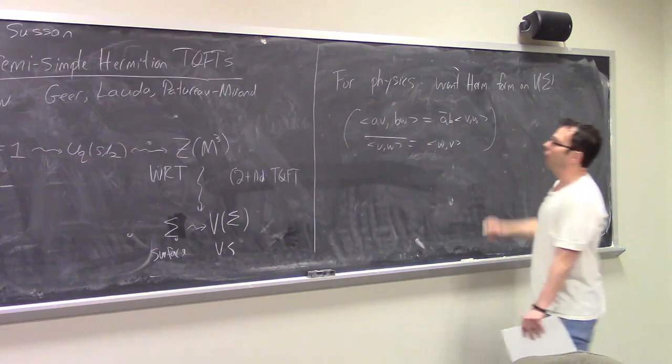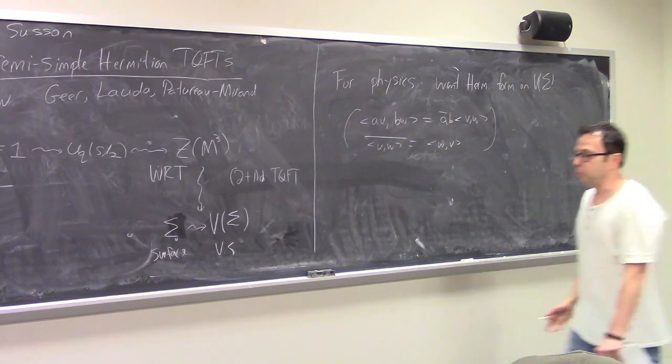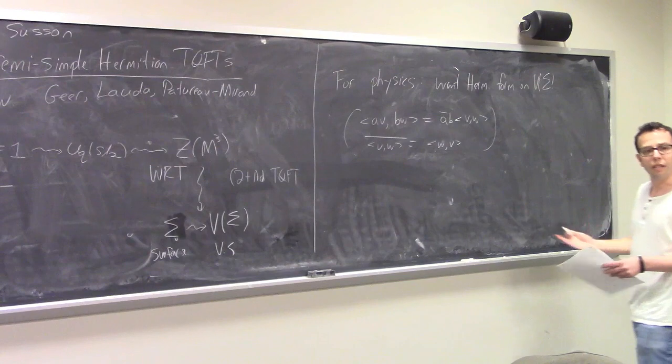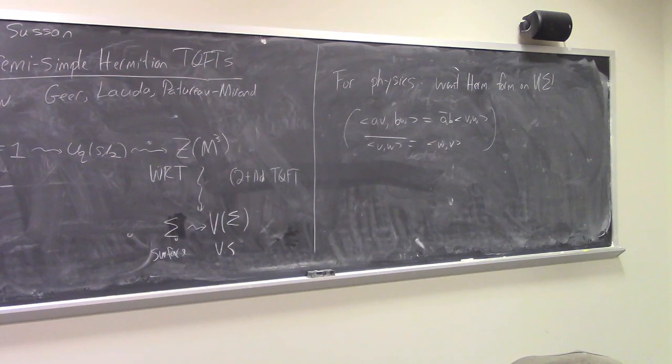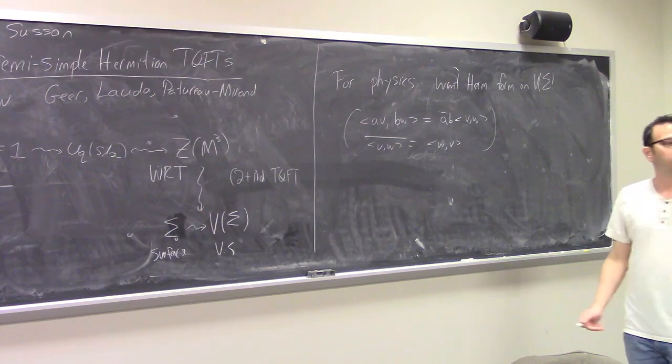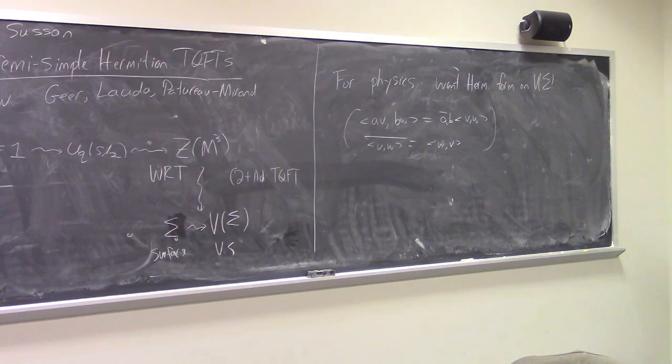So you would like your vector space to be equipped with such a form, and ideally you would also want this form to be positive definite, that the inner product of any vector with itself is positive, which is how quantum mechanics goes, but it's not necessarily a mathematical requirement.